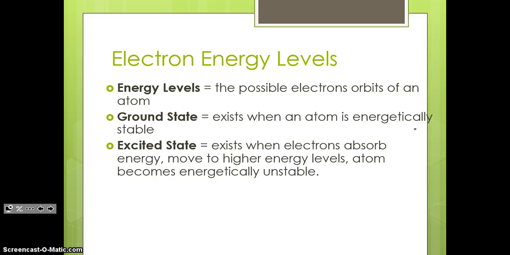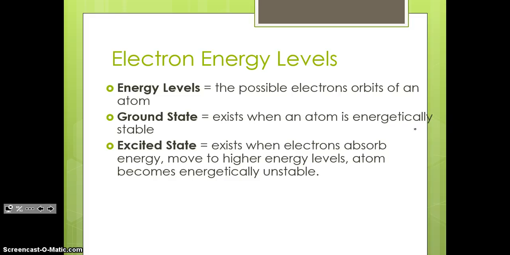Now, the energy levels are the possible locations of an electron relative to the nucleus. They will get further and further away the more energy that an electron has. Ground state for an atom means that all of its electrons are filling the lowest energy levels. This is the stable, normal condition of an atom.